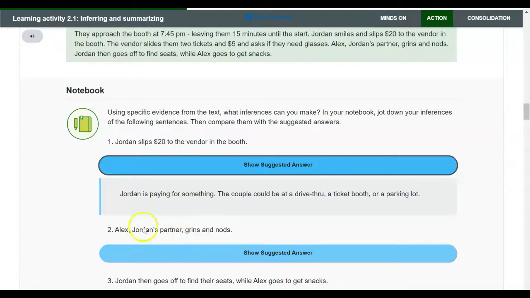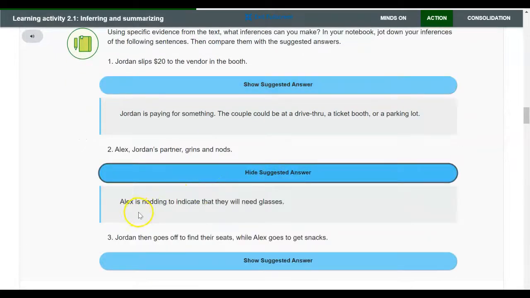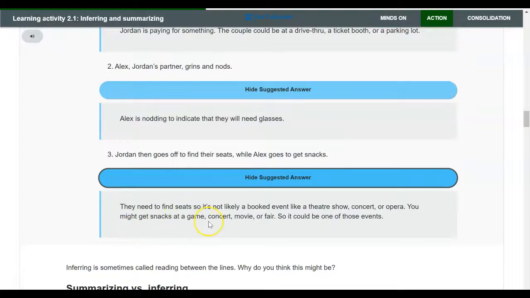What do you think? Alex, Jordan's partner, grins and nods. All right, what do you think about that? And again, Alex is nodding to indicate that they will need glasses. So what do you think those glasses are for? Are they getting snacks? So they find seats, so it's not likely a booked event like a theater show, concert, or opera. You might get snacks at a game, concert, movie, or fair.